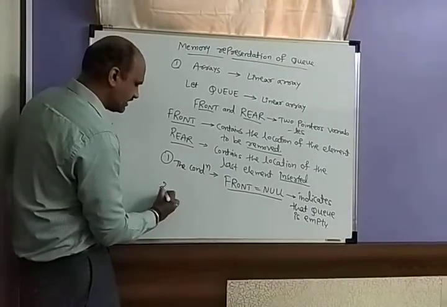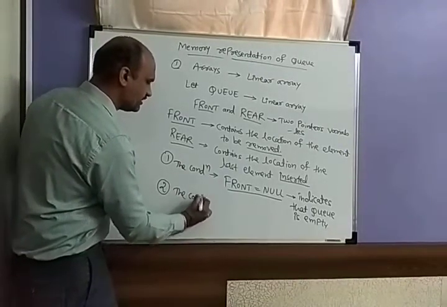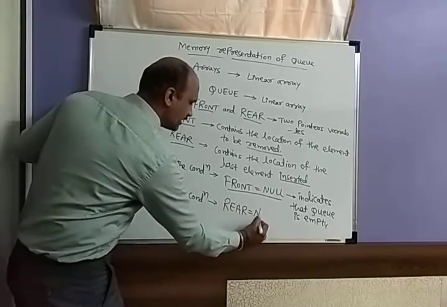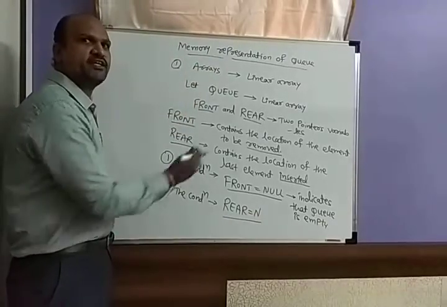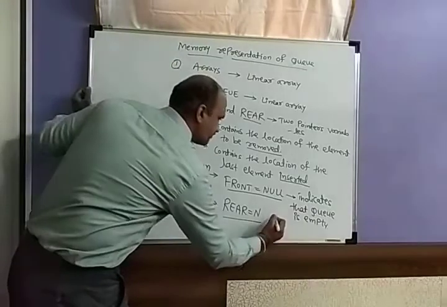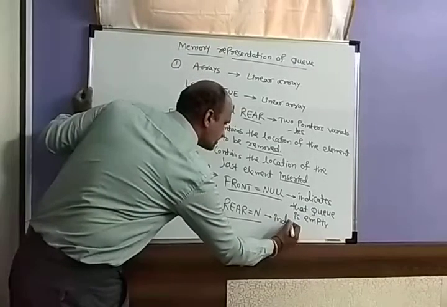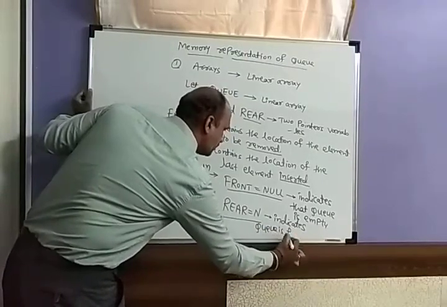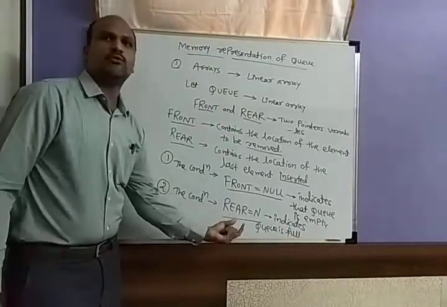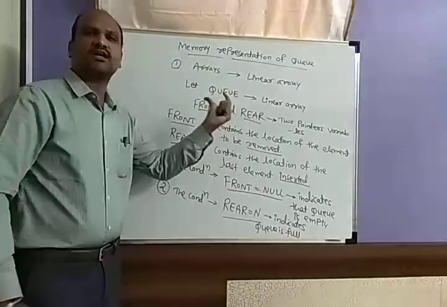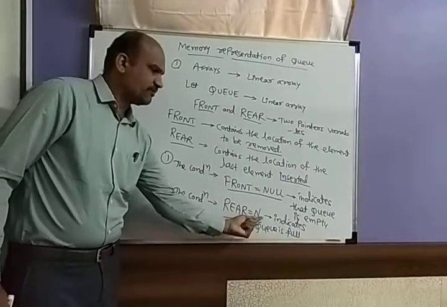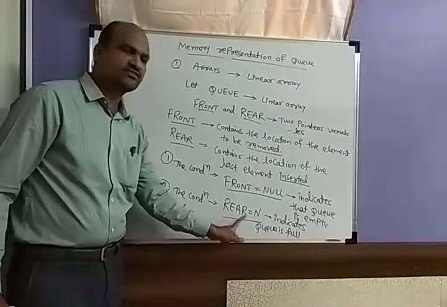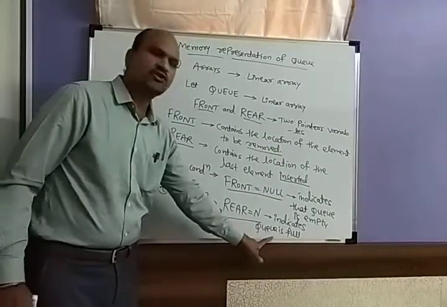Then the second condition: rear is equal to n. N means the number of elements. It indicates the queue is full, because we cannot insert more elements, since we are using arrays here. In the array we give the size, so if I give 10 elements, we cannot insert more than 10 elements. That's why if rear is equal to n, it indicates that the queue is full.